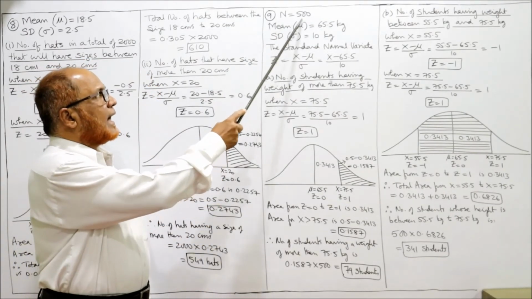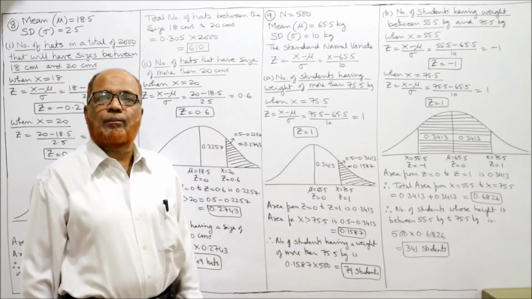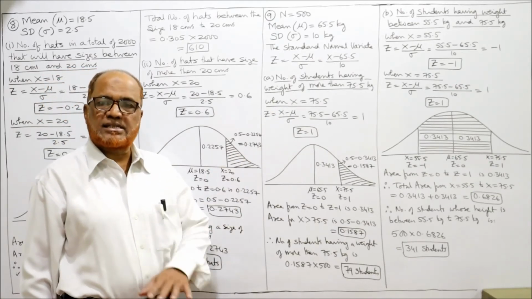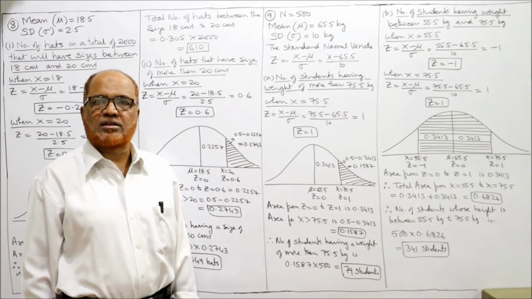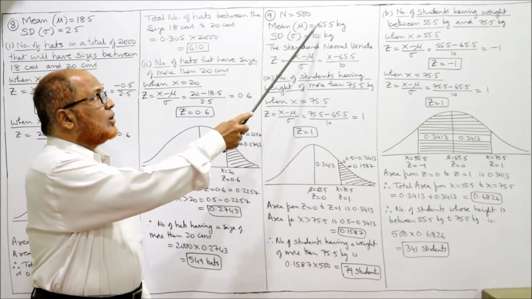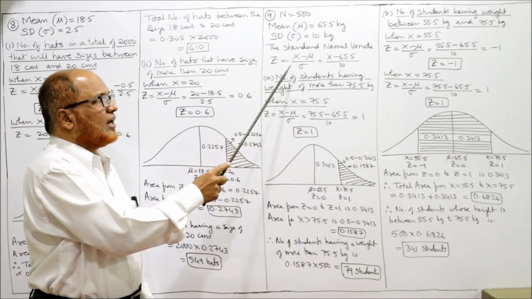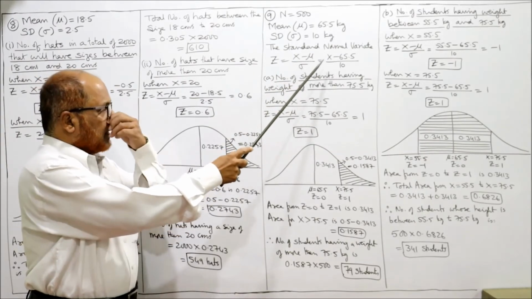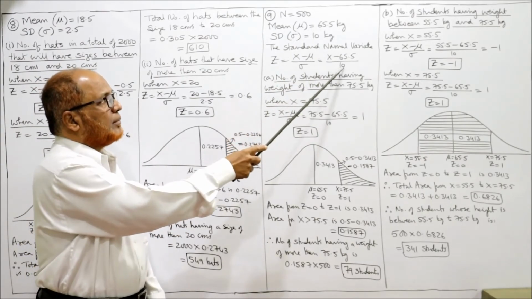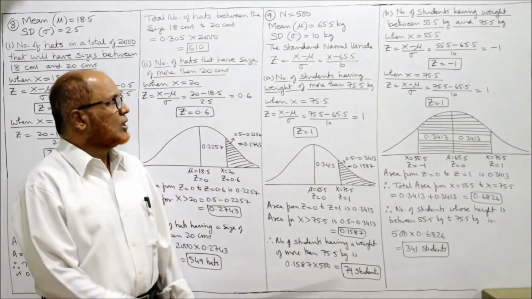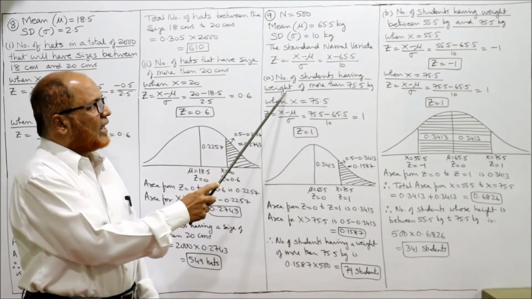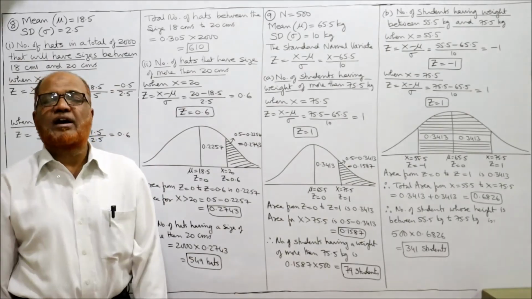First, capital N is equal to total number of students. Capital N stands for total number of students, 500. Now mean, mu is equal to 65.5 kilograms, standard deviation is 10 kilogram. Standard normal variate formula: z equals x minus mu by sigma, x minus 65.5 divided by 10. This formula we will make use of. Number of students having weight of more than 75.5.